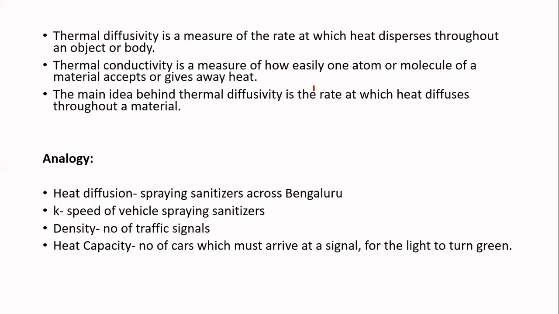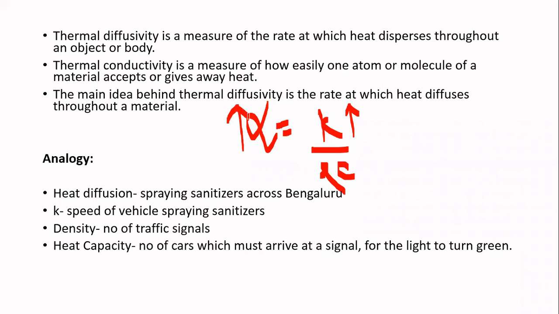We will see the third case. So our formula was alpha, thermal diffusivity, is equal to K divided by rho C. When we increase the K term, it means we are increasing the speed of the car. So the alpha value is going to increase. When alpha is increasing, sanitizers were spread at a faster rate, so heat will be diffused at a faster rate. When we decrease this rho value, again the alpha value is going to increase. When we were decreasing the number of traffic signals, alpha value was increasing and sanitizers were again spread at a faster rate. Heat will be diffused at a faster rate.